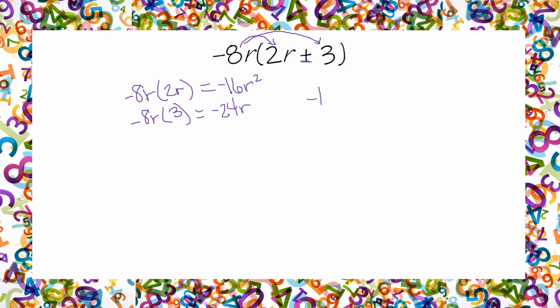So we're just going to write that out again. Now I broke it up into pieces so it was easier to look at, but then we have to put it back together so that it is that polynomial. So negative 16r squared minus 24r.